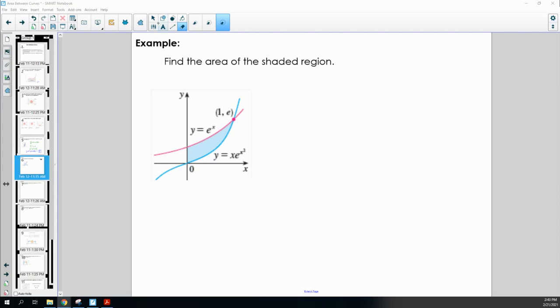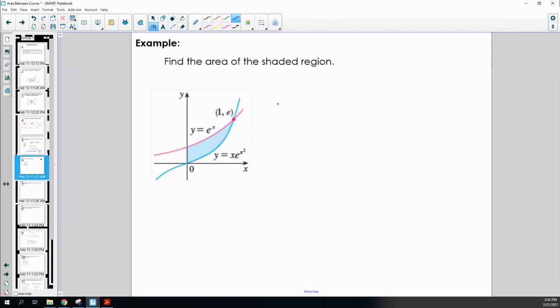So here we're going to look at another example. Find the area of the shaded region. So here we can see that the upper function is e to the x, and the lower function or the bottom function is x e to the x squared. And we can see that our bounds are going to be farthest left is 0, farthest right is 1.